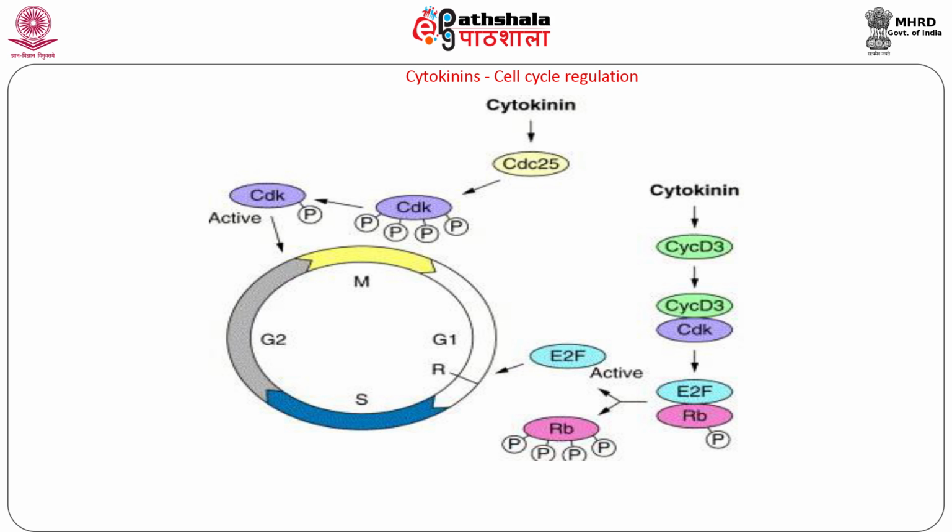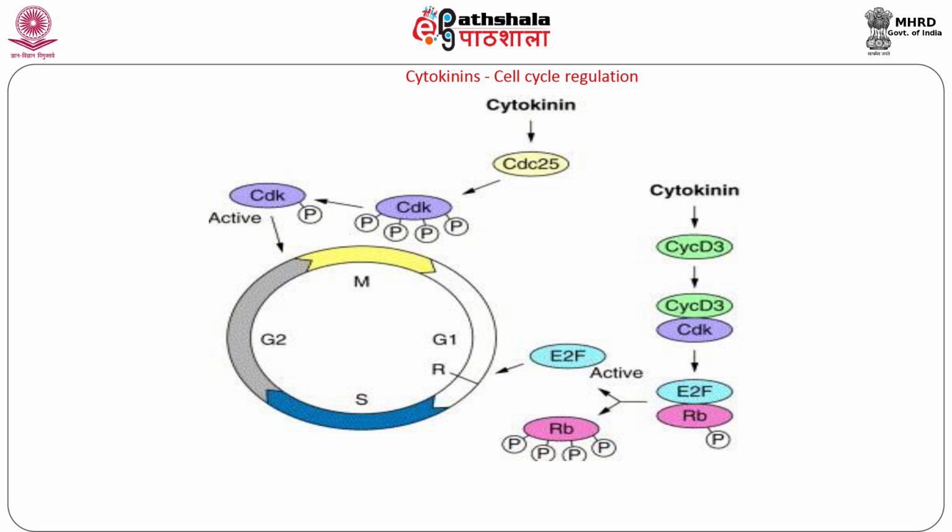G1S transition occurs by association of D-type cyclins with A-type cyclin dependent kinase, which brings about the phosphorylation and inactivation of retinoblastoma related protein or RBR. This relieves the expression of E2F transcription factors that positively regulate transition to S phase. Cytokinins play a role in increasing the expression of D-type cyclin genes.